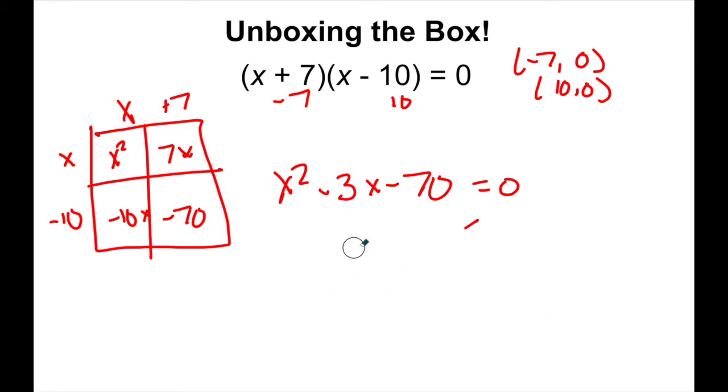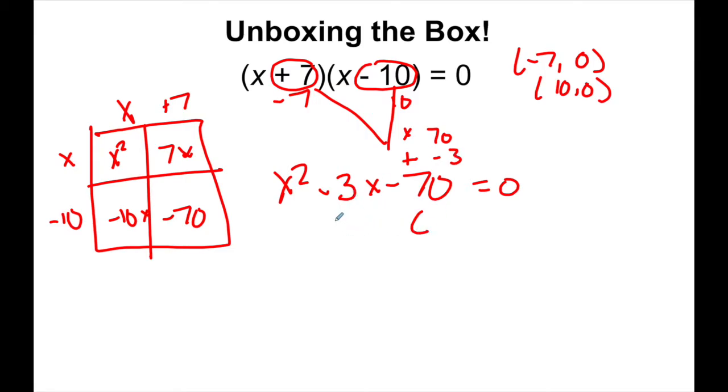Now, one thing we looked at in class is I said, how do the numbers 7 and -10 relate to the numbers -3 and -70? And what we found was that it appears that these numbers multiply to -70 and they add to -3. That is, they multiply to the C value and they add to the B value.